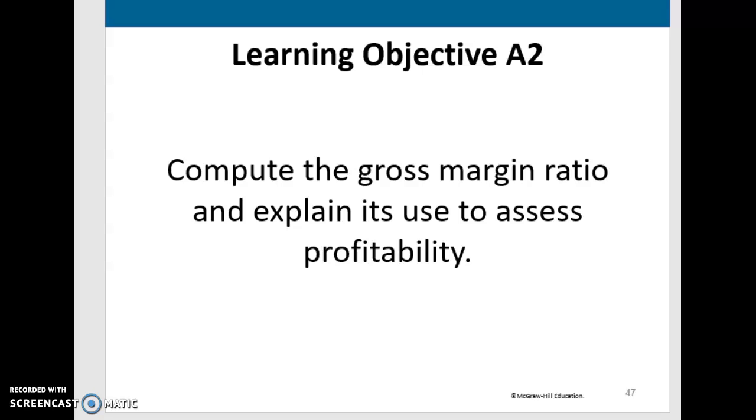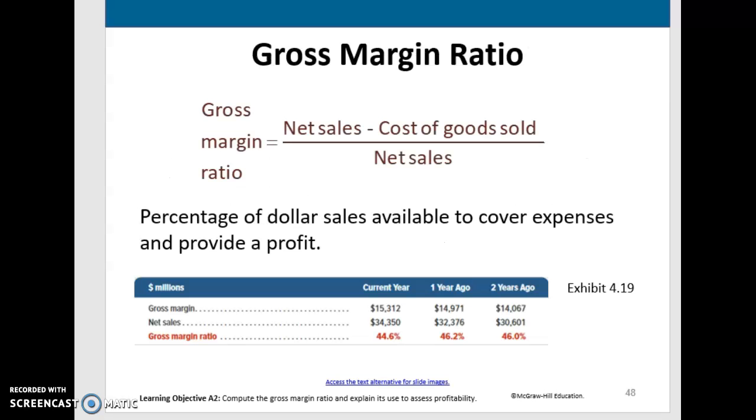Next, we're going to take a look at the gross margin ratio. Gross margin is our net sales minus the cost of goods sold. We're going to take that gross margin and divide it by net sales to arrive at the gross margin ratio. What this ratio says is for every dollar of sales I sell, this much is available to cover the expenses and provide a profit.